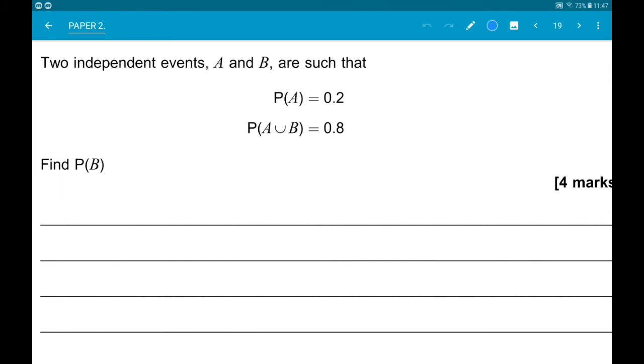Two independent events A and B are such that the probability of A is 0.2, the probability of A union B is 0.8. Find the probability of B. Okay, so what do we know? They are independent. So that means the probability of A intersection B is equal to the probability of A times the probability of B.